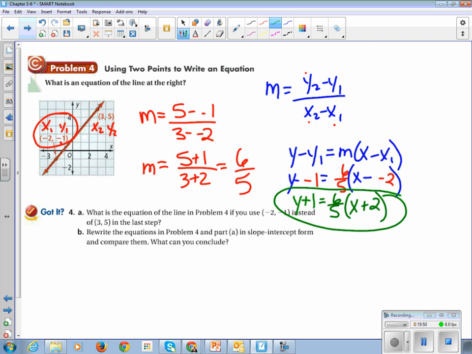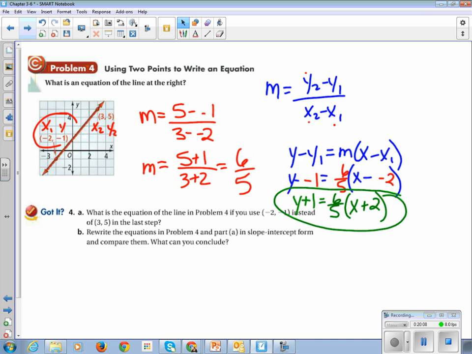And can I write it in slope-intercept? Take a look over here. This line does not cross the y-intercept at a nice corner point, unfortunately. So I don't want a fraction.